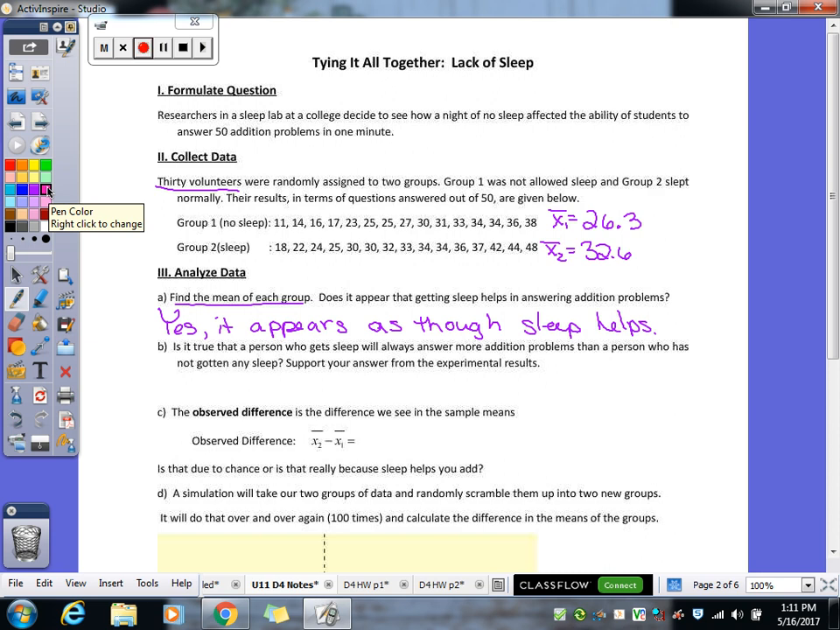So then B wants to know, is it true that a person who gets sleep will always answer more addition problems than a person who has not gotten any sleep? Support your answer from the experimental results. No. Why would it be no? Well, that doesn't go with the experimental results. Didn't those guys who got no sleep do better than those guys who did get sleep? So, does a person who gets sleep always answer more problems? No.